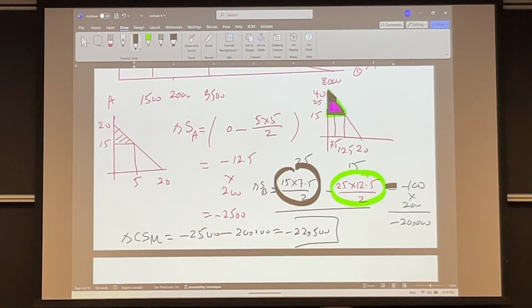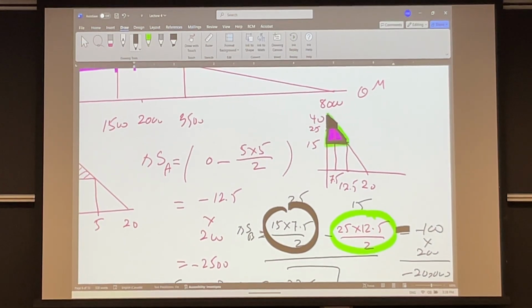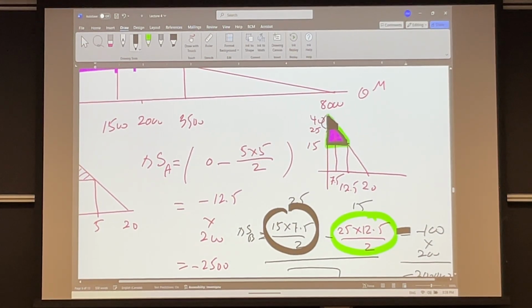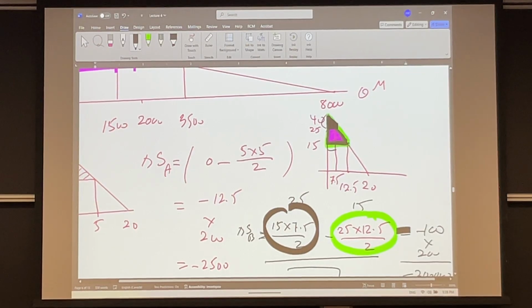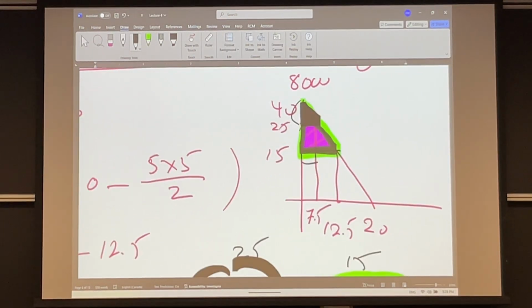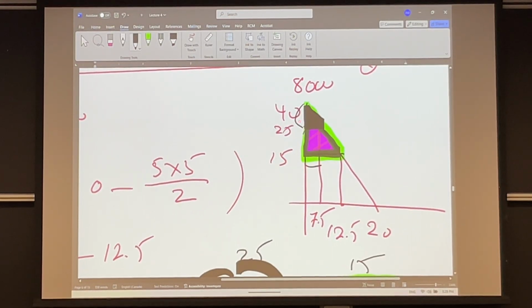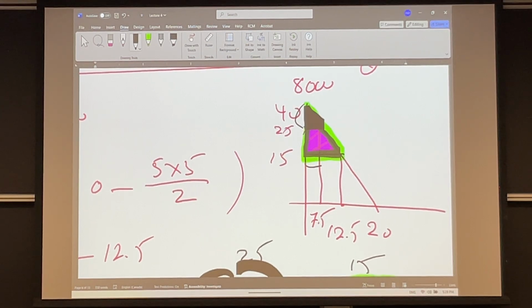I have a question about the triangle calculations you did. You did 15 times 7.5. Isn't the base 12.5? This is this multiplied by this. Right? That is 15. That is 7.5. I'm trying to find a triangle, right? Height, length divided by 2. That for everyone, right?